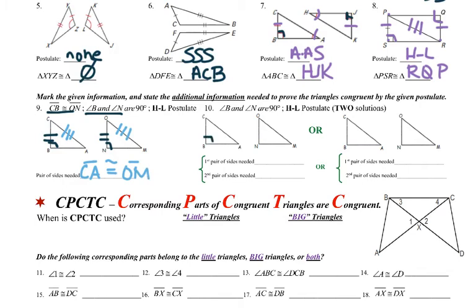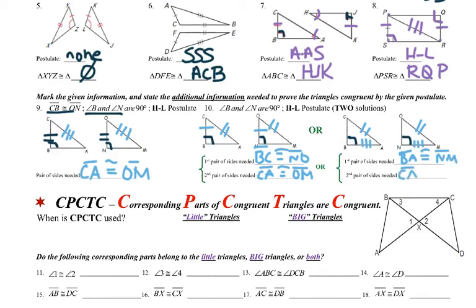Here they're giving me just that it's right angles, and this is again going to be one of those 2 solution things where in order to have HL I need a leg and a hypotenuse, or I could have this leg and the hypotenuse. So I could either say leg BC congruent to NO and hypotenuse CA congruent to OM. Or I could take legs on the bottom BA, NM and then hypotenuse CA, OM. And I know that's a lot of writing there.